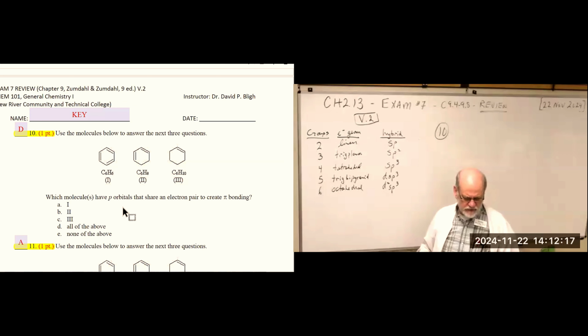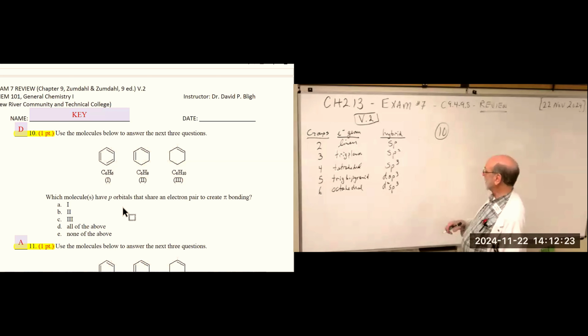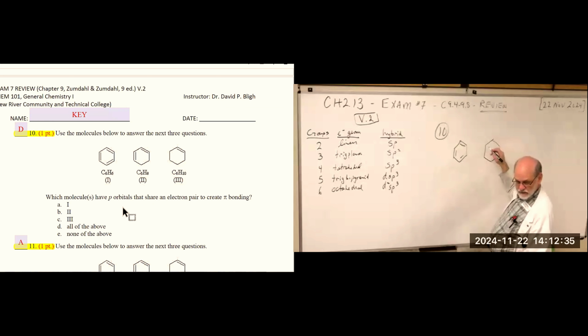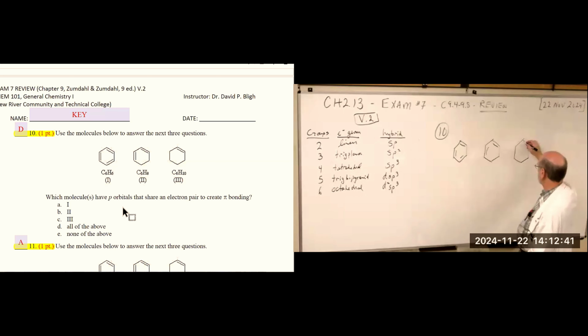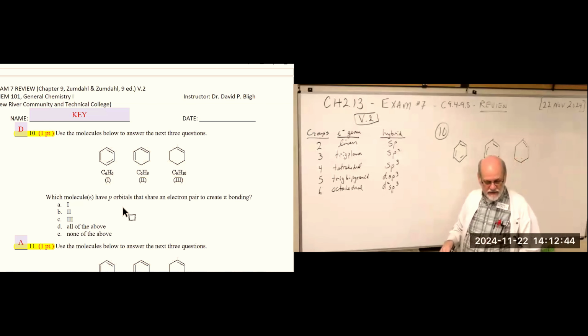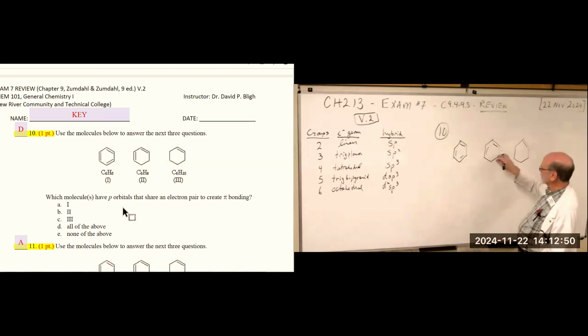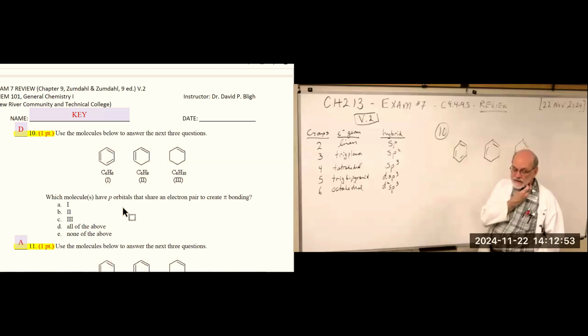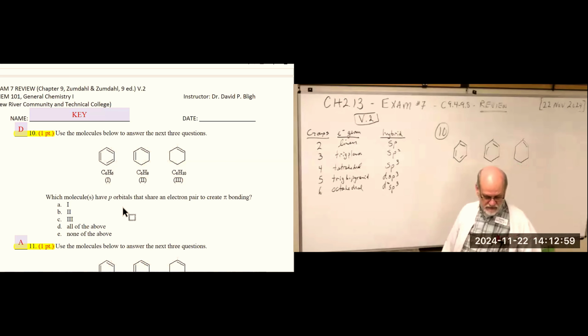Which molecules have p orbitals that share an electron pair to create pi bonds? Well, look what you got. You got this one, see, I'm putting them in the same place they do. There, there, and there. And then you got this one with there, there, and you got this one. Like that. So how many of them have pi bonds? All of them. All 3 of them. This one has 1 pi, this one has 2 pi's, and this one has 3 pi's. So all of the above. All of them meet the conditions.